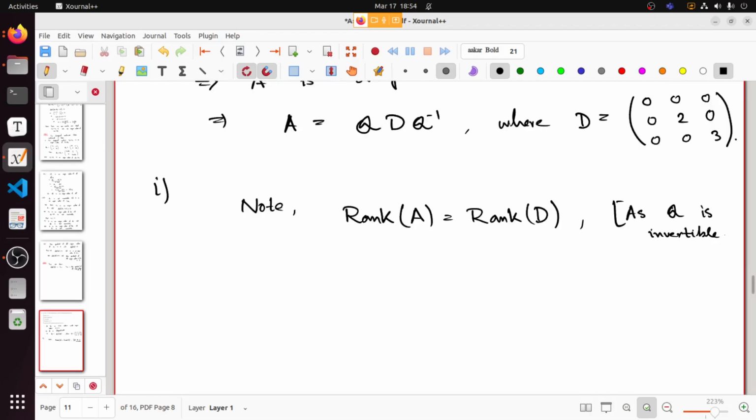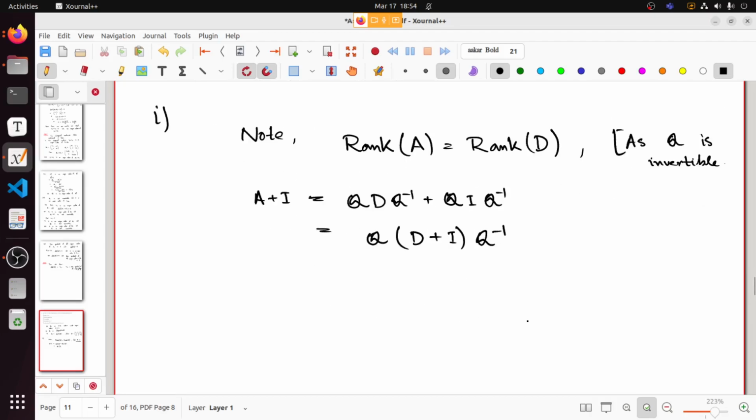So what will happen to rank? Let's check what will happen to A plus I. A plus I, you can write as Q D Q inverse plus Q I Q inverse, right? So you can take Q out and write Q (D plus I) Q inverse, where Q is again invertible because this is the same matrix, which implies that rank of A plus I will be the same as rank of D plus I, right?